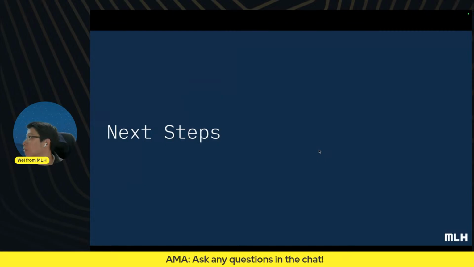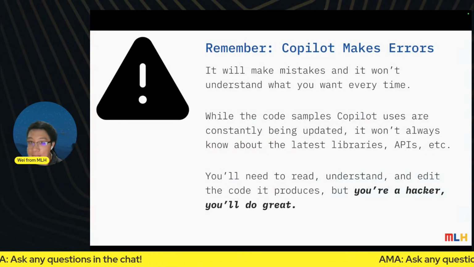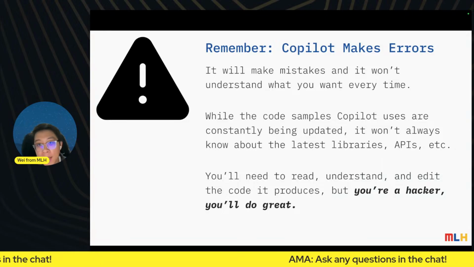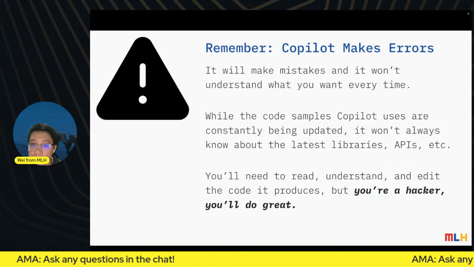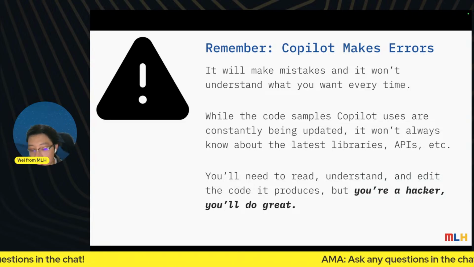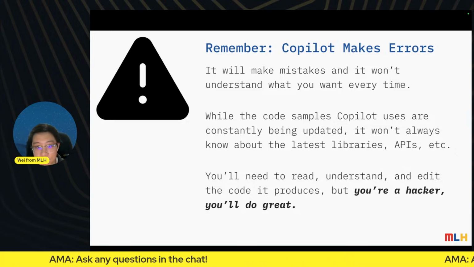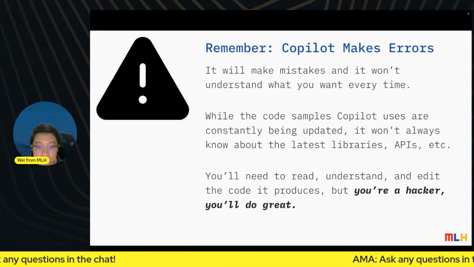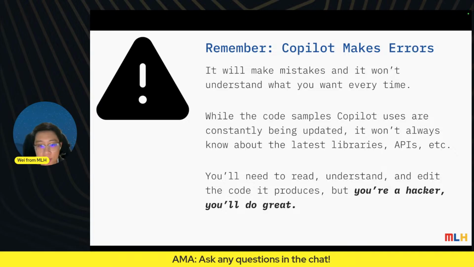And with that, I'm going to share with you some resources. Yeah, that's exactly what I was trying to say. Remember, Copilot makes mistakes, and it won't understand you every time. So make sure you are reviewing the code that it's producing. Just like an autonomous car, if you get into an accident, it is still your fault. It is not AI's fault. So you'll need to be able to read and edit the code it produces in order to maintain it.